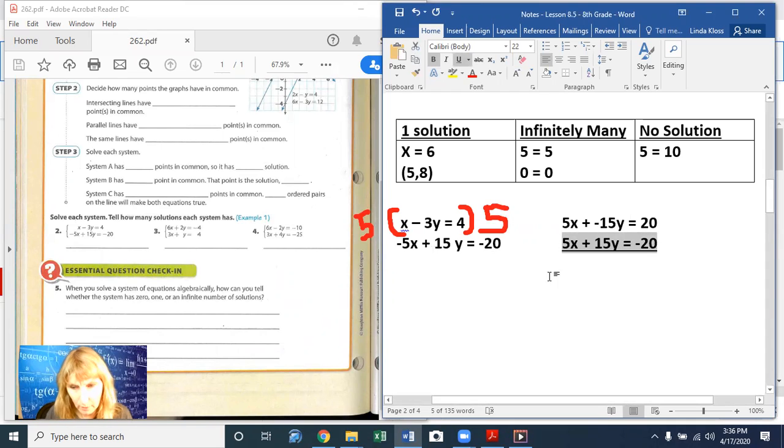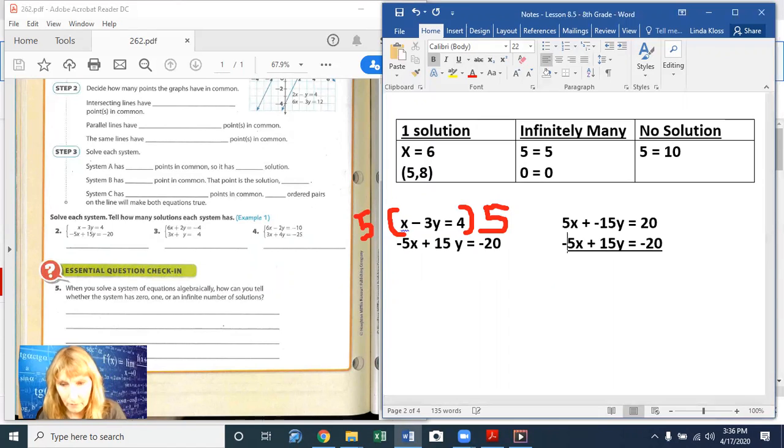When we add these together, we will get, oh, this is a negative 5. We will get 5x and negative 5x, and that will cancel itself out or become 0. So let's write the 0 there. 0x, or 0, right? What about negative 15 plus positive 15? That's also going to be 0, right? So we'll have 0 plus 0, or just 0, right? Equals, what's positive 20 and negative 20? 0.